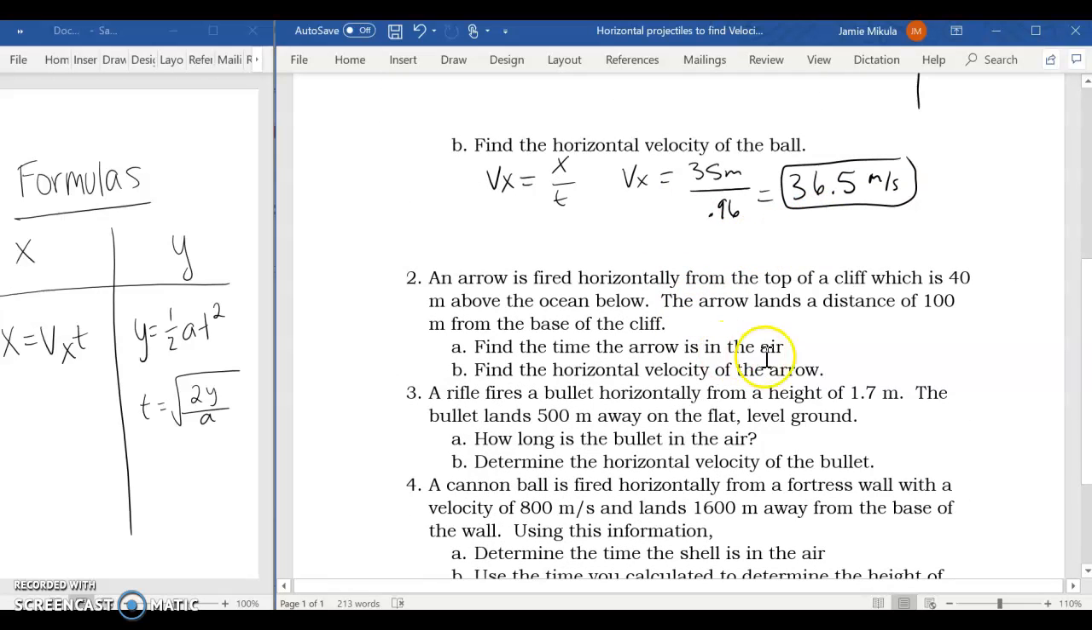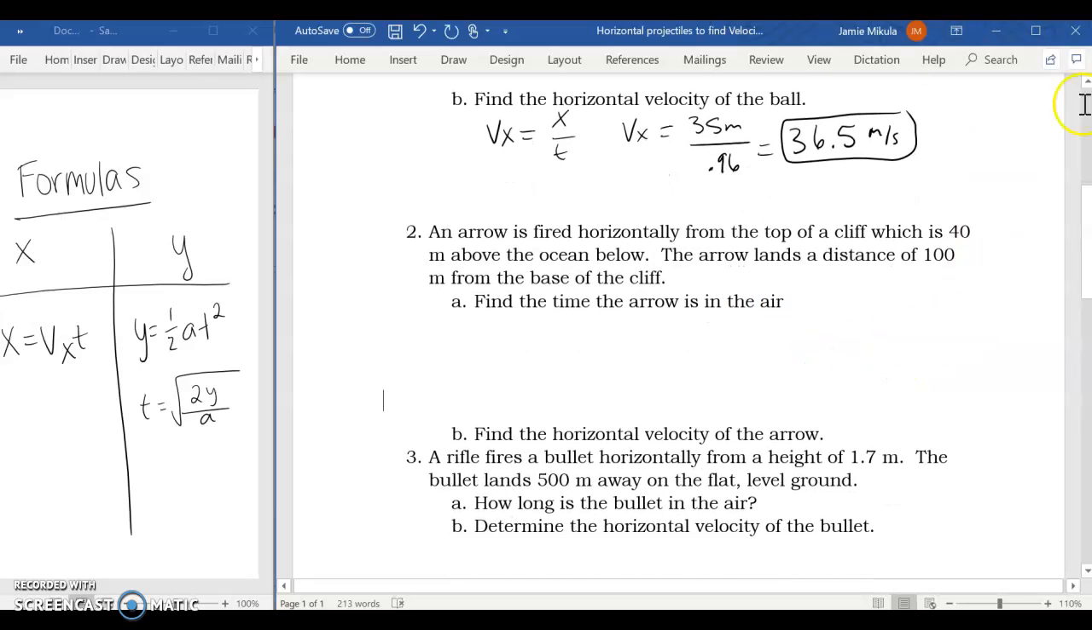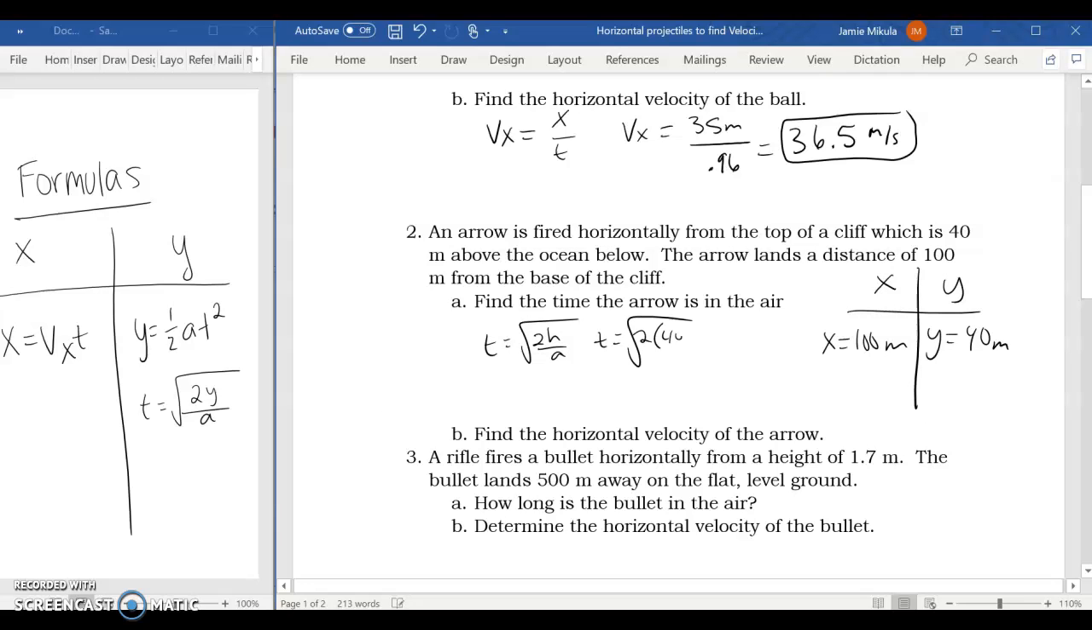All right, number 2 is the same information, different question. So it says an arrow is fired horizontally from the top of a cliff, which is 40 meters above. So that's going to be my Y, my height. So that's going to be Y equals 40 meters. It lands a distance of, so X equals 100 meters in the X direction. Find time. T equals square root 2H over A. T equals square root 2 times 40 over 9.8.